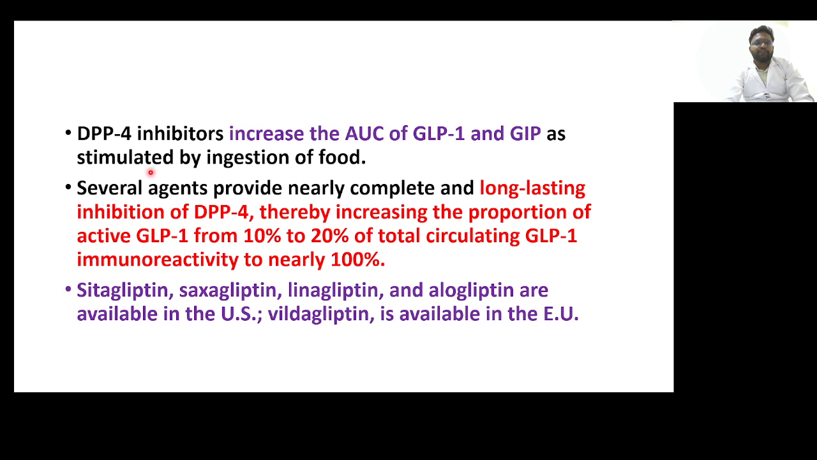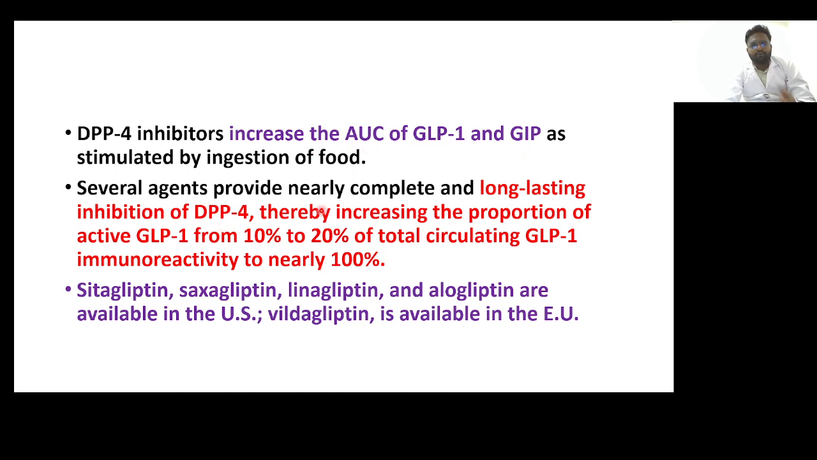So what is the action of DPP-4 inhibitors? DPP-4 inhibitors increase the AUC of GLP-1 and GIP, as stimulated by the ingestion of food, as the ingestion of food will also increase the levels of GLP-1 and GIP.